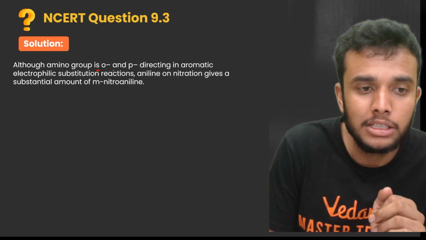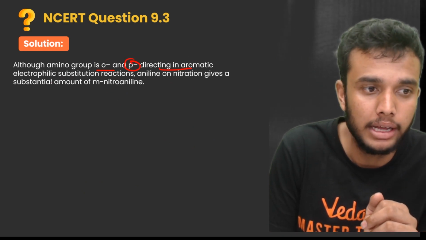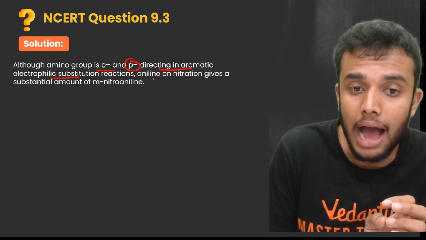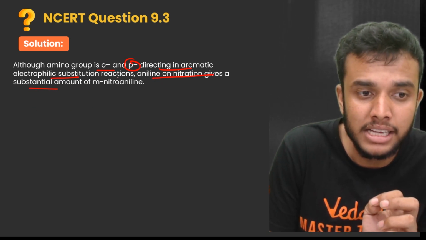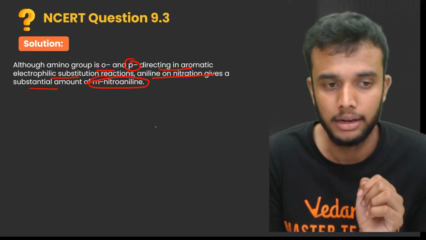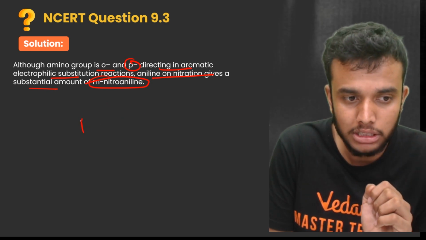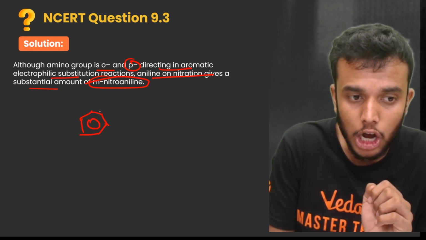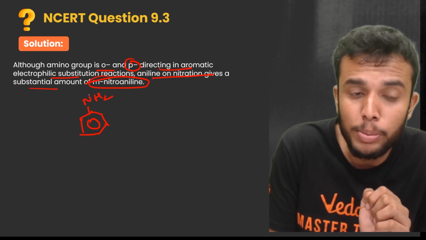Although the amino group is ortho and para directing in aromatic electrophilic substitution reactions, nitration of aniline gives a substantial amount of meta-nitroaniline. What is the structure of aniline? But according to us, the NH2 group is what?